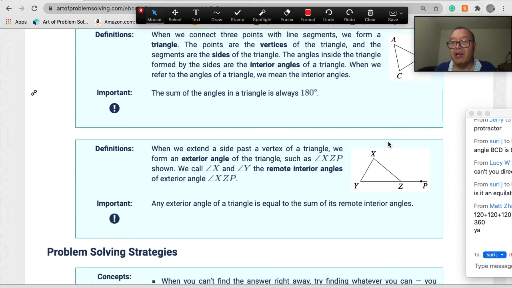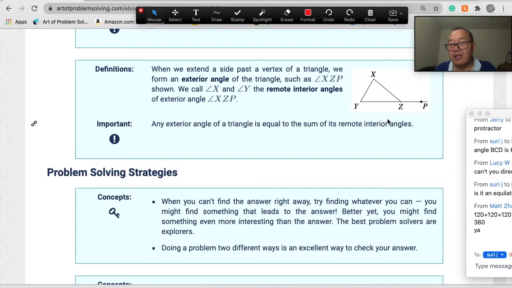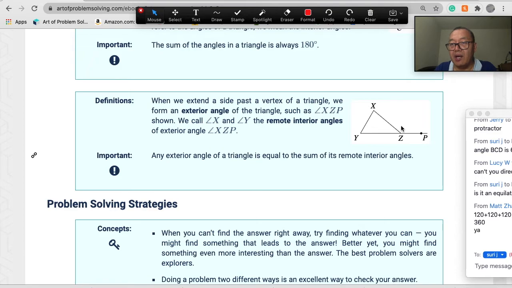Then later we learn a very important theorem. The sum of 2 interior angles equals the exterior angle not adjacent to those interior angles, like this. So you can also say the exterior angle equals the sum of the other 2 interior angles.